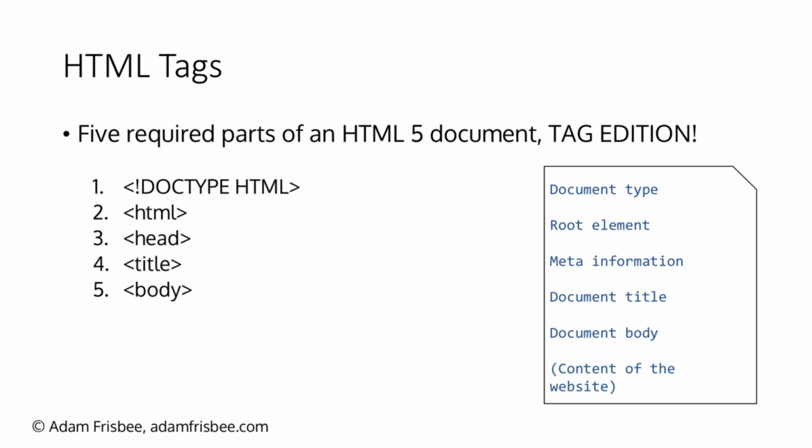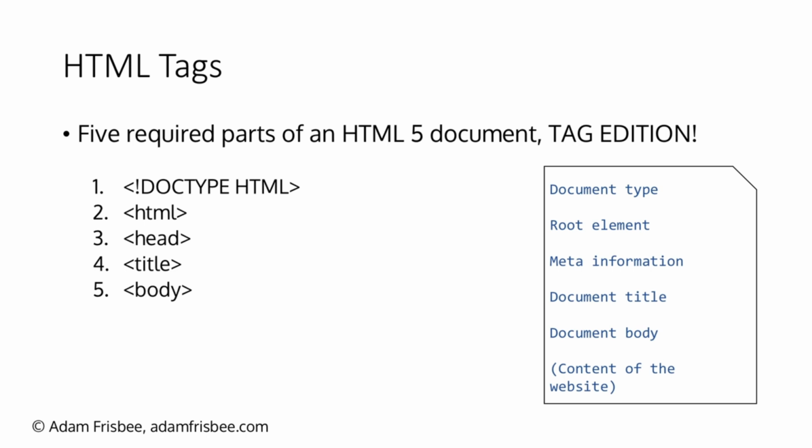The document type is a tag that has !doctype HTML. The root element is simply a tag that says HTML. The meta information is the head tag. The document title is the title tag, and the document body is the body tag. Pretty self-explanatory. There are a lot of different tags that HTML can use, and HTML has been through 5 different versions, and each version has come with its own set of legal and illegal tags.